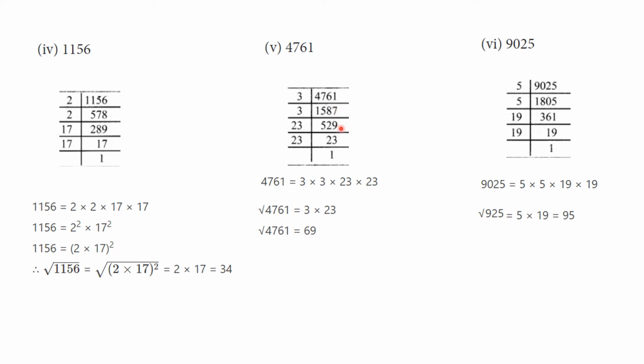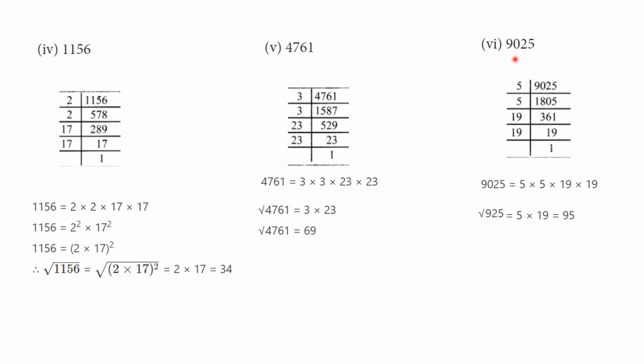Next 529. What is the prime factor that divides this number? 23 only. So 23 twenty-threes are 529. So you write: from this pair, 3 into 3 means you take 3, and from 23 into 23 you take one number, 23. So what is the square root of 4761? That is 69.